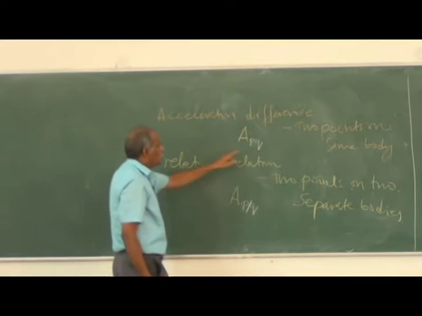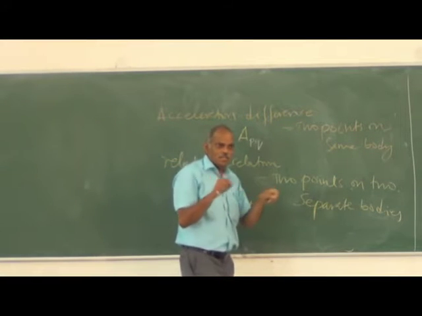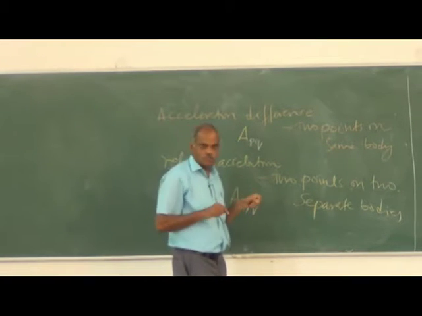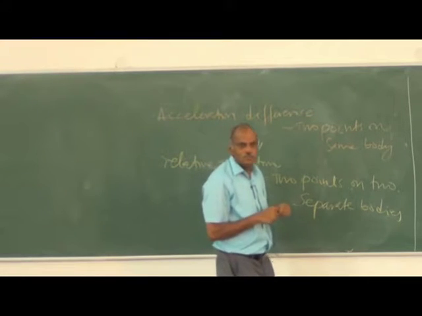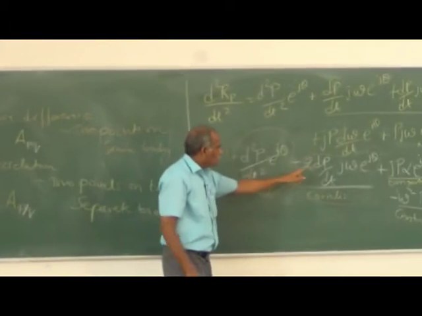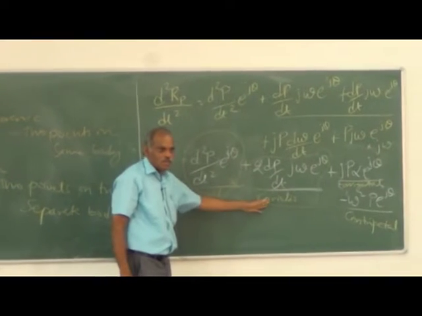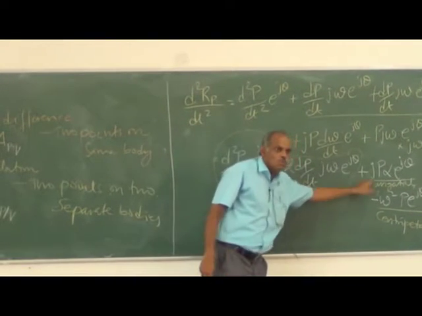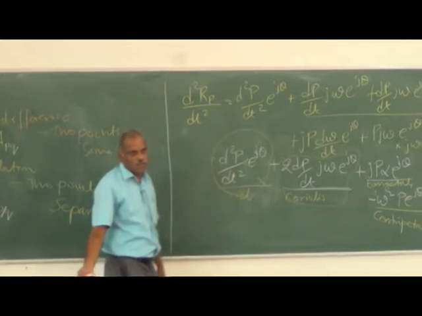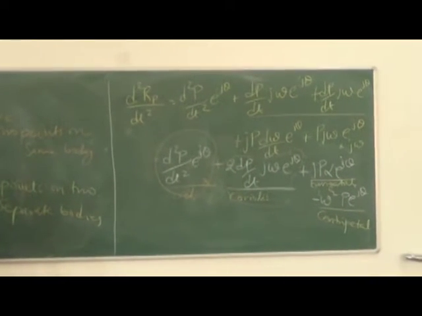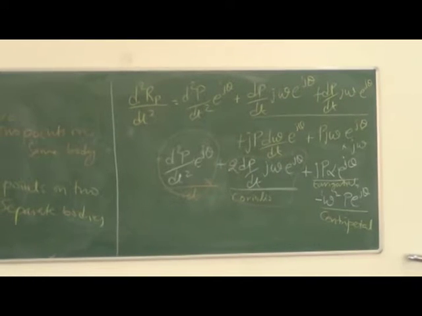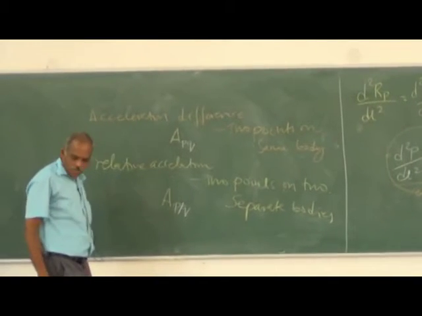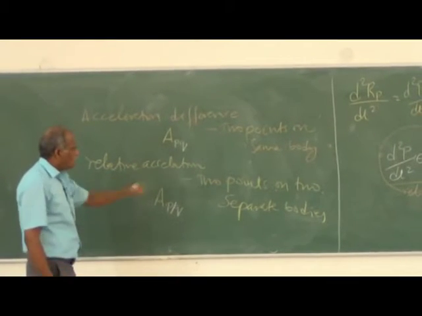As you know, if P and Q are on the same body, their distance cannot change relative to each other. Therefore, automatically these two terms will be eliminated. So when it comes to the acceleration difference, you will have only these two components, that is the tangential component and the centripetal component alone will be applicable. Okay, so that is the important point.